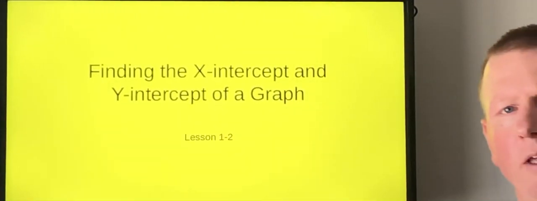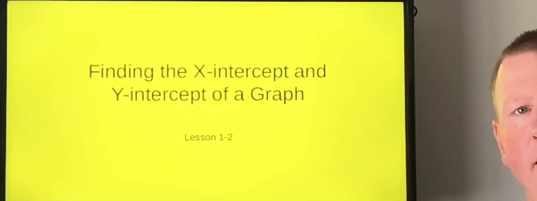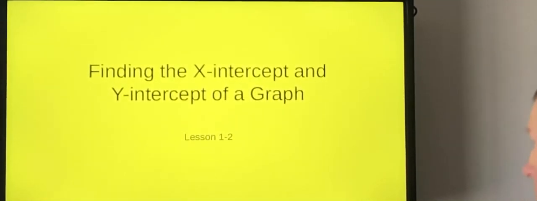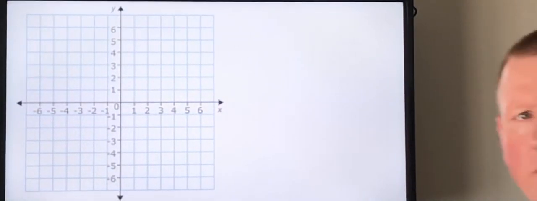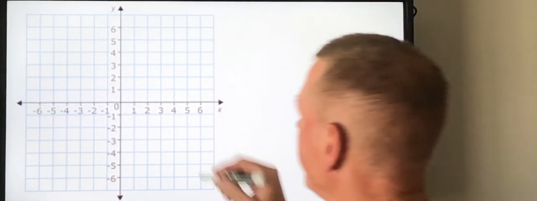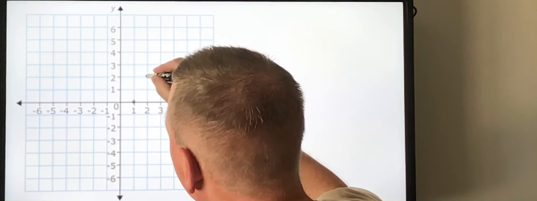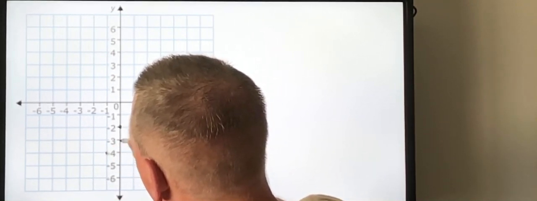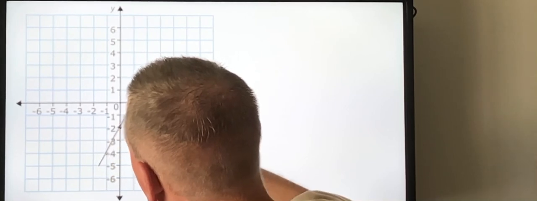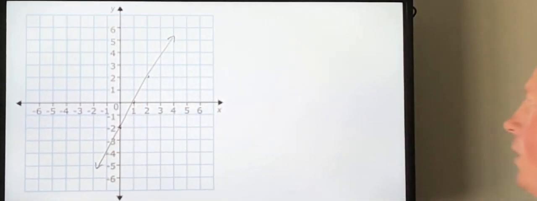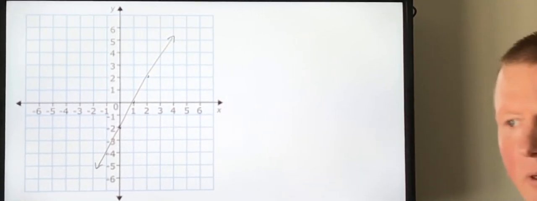Okay, so in this video we're going to discuss finding the X and Y intercept on a graph. Let's just take, for example, a random line that I'll draw here on my graph. So let's say this is my line that I'm looking at.